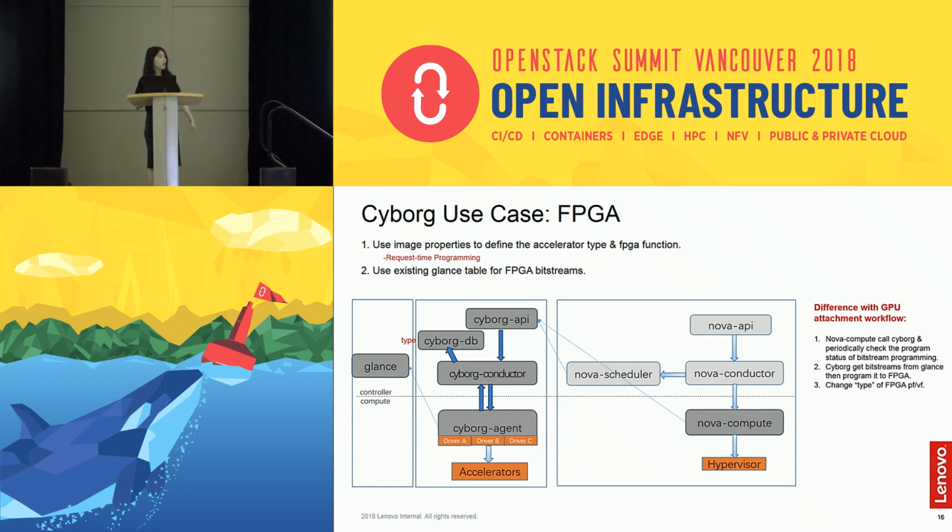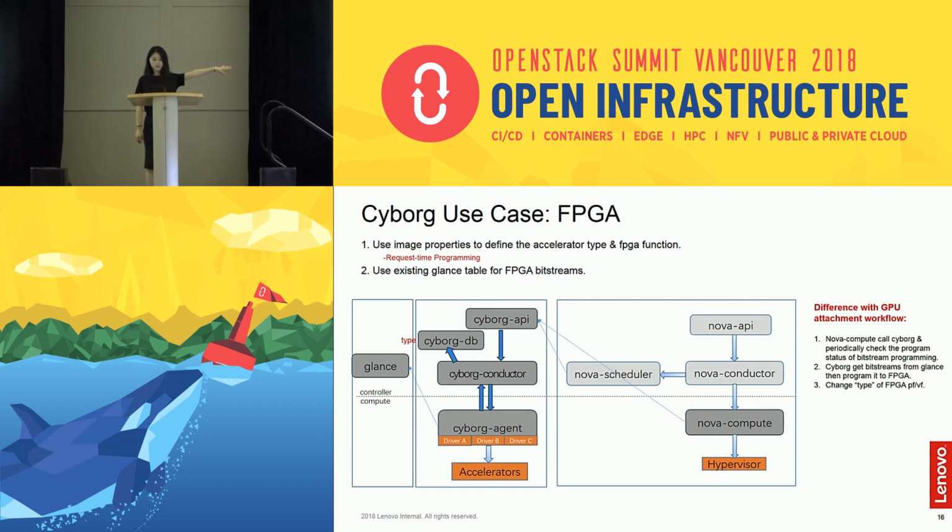In this phase, before Nova claims the resources, it should call the Cyborg API to program the FPGA bit streams, and then periodically check the status of the programming. And on the Cyborg side, Cyborg agent should first retrieve the bit stream from Glance and then program it to the FPGA VF or PF through the drivers.